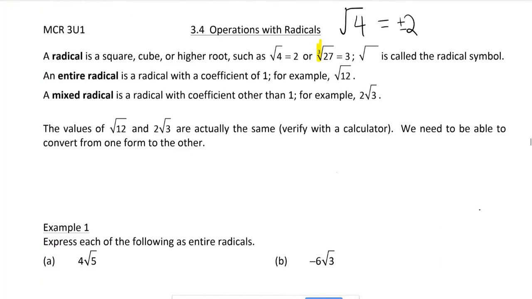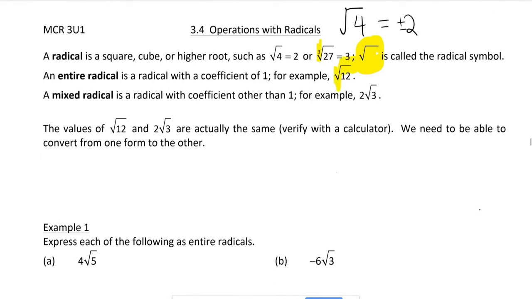Okay, and when you see this symbol, the square root symbol as some people call it, this is called a radical symbol. Now radicals can come as either an entire radical or a mixed radical. For example, the example they provide us is the square root of 12. This is called an entire radical because you see that the entire number is underneath this radical symbol.